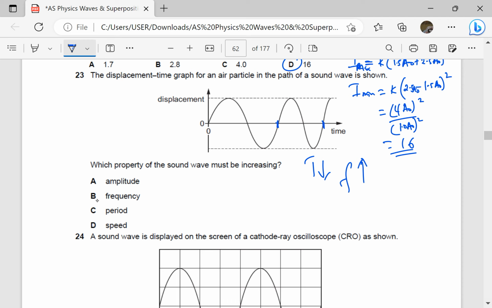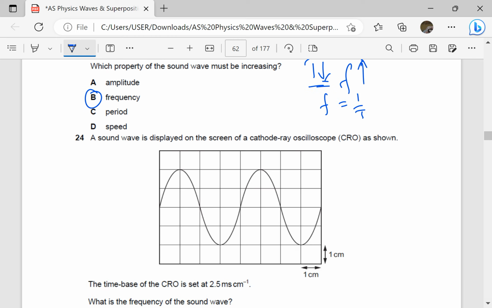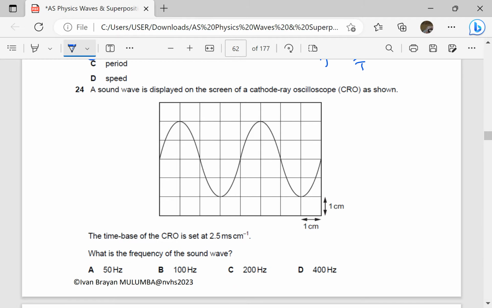Which property of the sound wave is increasing? That is the frequency. We see that the waves are getting closer. They are taking a smaller and smaller time. That means period is decreasing, which means the frequency must be increasing because frequency is equal to 1 over period. So if the period is decreasing, the frequency must be increasing.